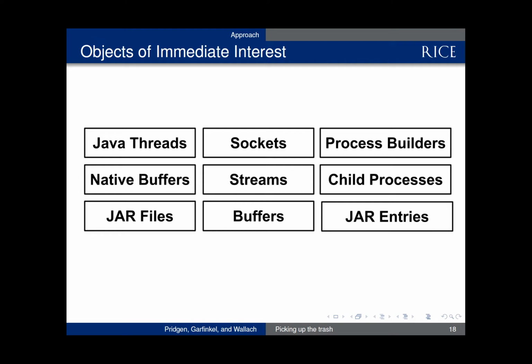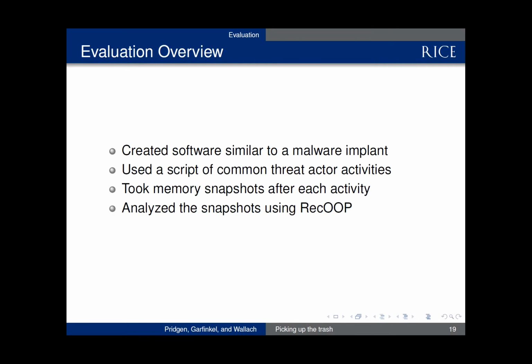So in the case of jar entries and jar files, we can actually recover these by looking for the objects and types that implement the jar entries in the jar files. And when we start talking about looking at sockets, we can also start looking at buffer data that could be recovered from the various buffers that implement the socket itself. And then we can also recover information related to processes.